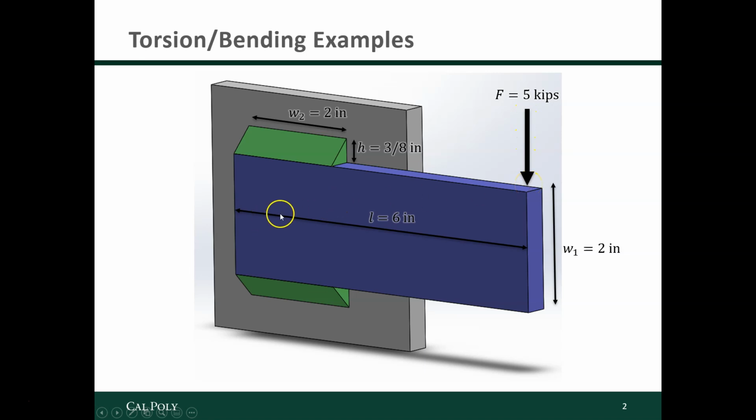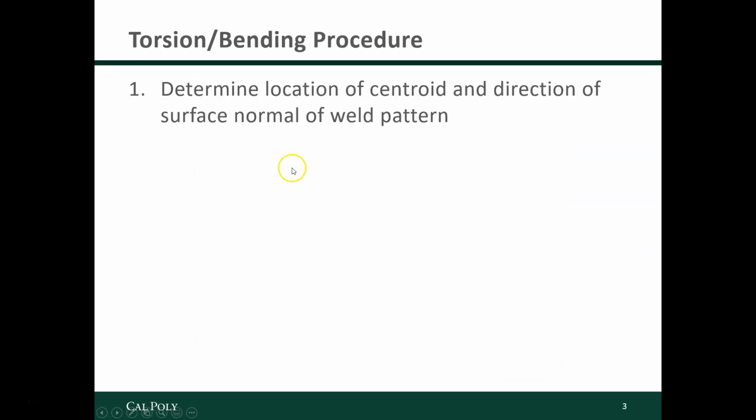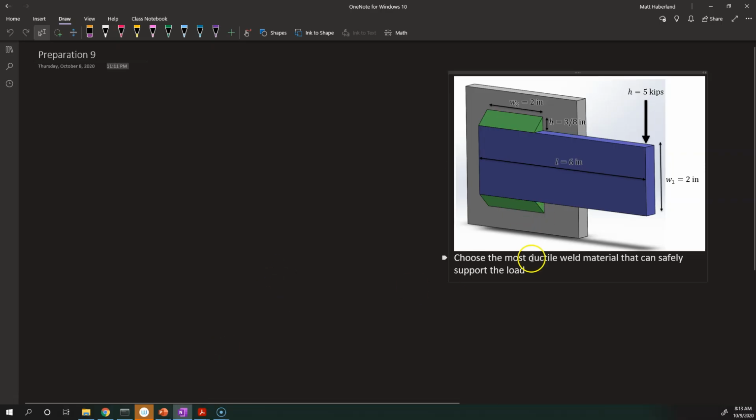It does not pass through the centroid of the weld, and so that force turns into not just a force. If you look at the reaction forces that you'd need here at the centroid, you'd need to have both a force and a moment for static equilibrium to hold. So let's solve this one. The first step is to determine the location of the centroid and the direction of the surface normal of that weld pattern. So here's our problem, and I will just draw it right on the diagram itself.